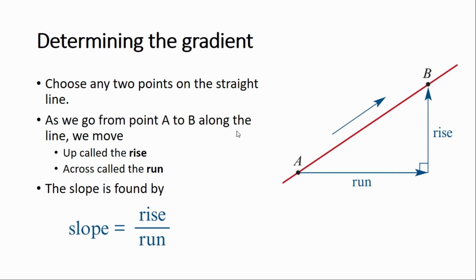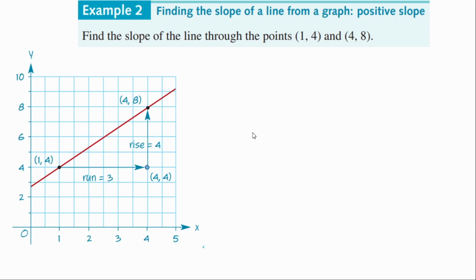Alright, so let's have a go at doing a question involving that. We've got this line here, find the slope of the line through the points (1, 4) and (4, 8). This one's already chosen our points for us. We could have, if we really wanted to, chosen completely different ones. We could have chosen something like that as well. But let's just go with the points they've given us. So once again, it's (1, 4) and (4, 8).